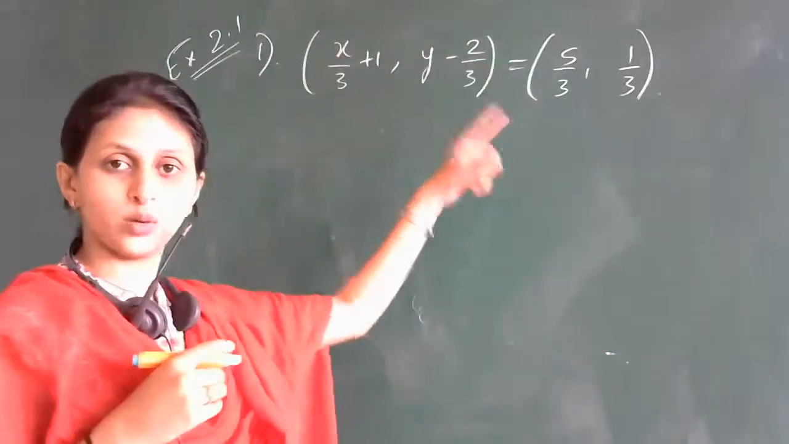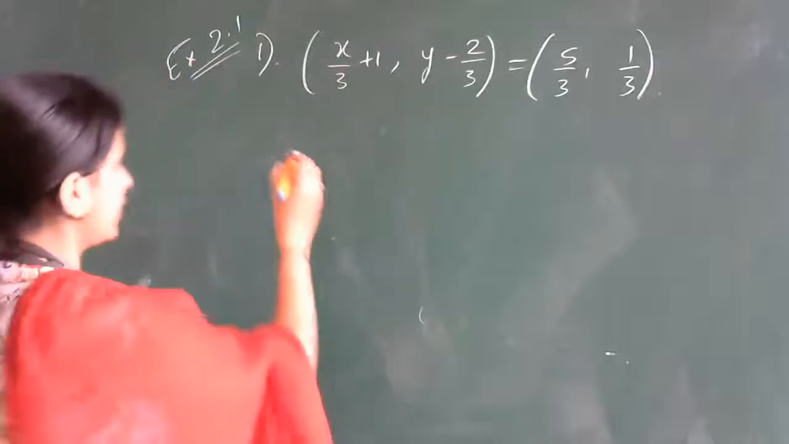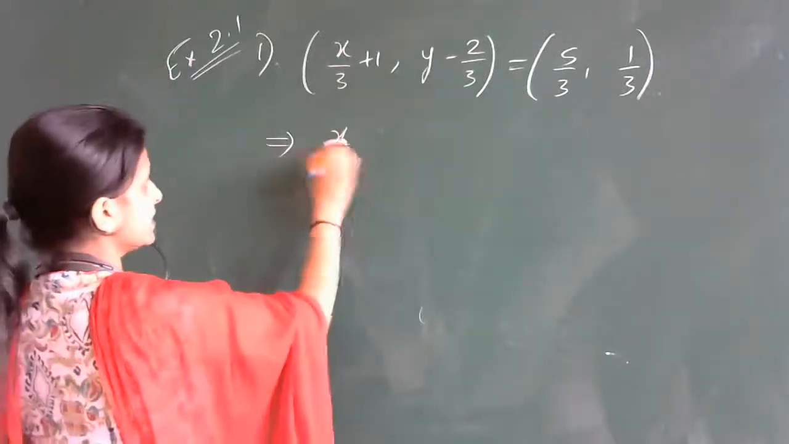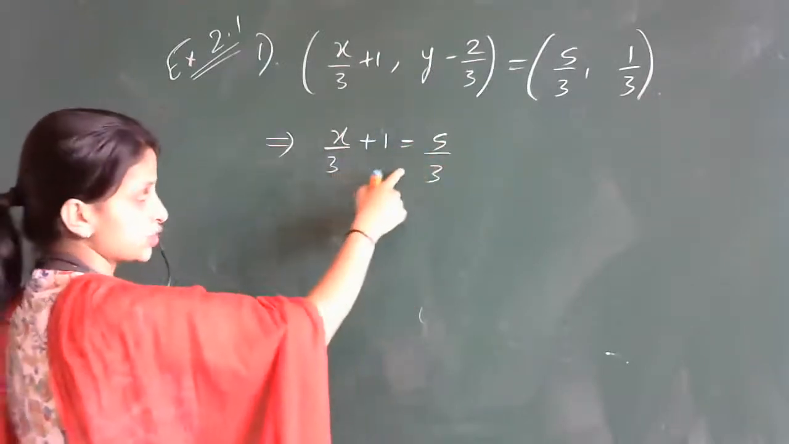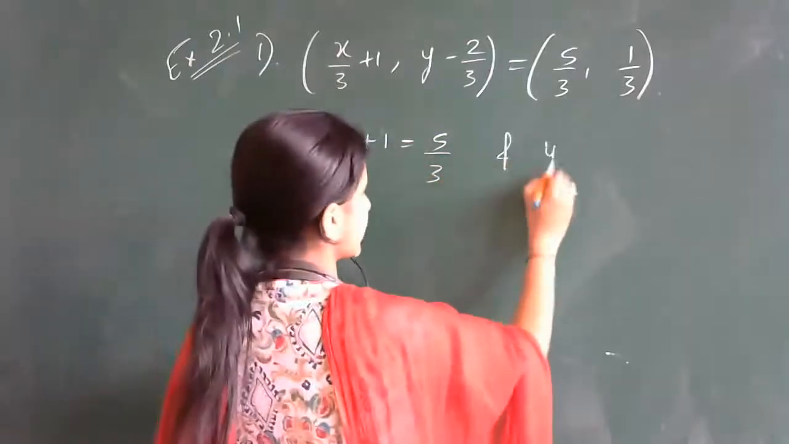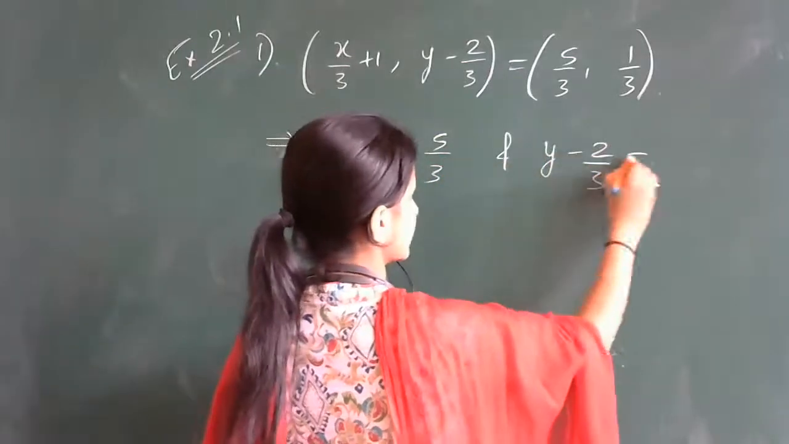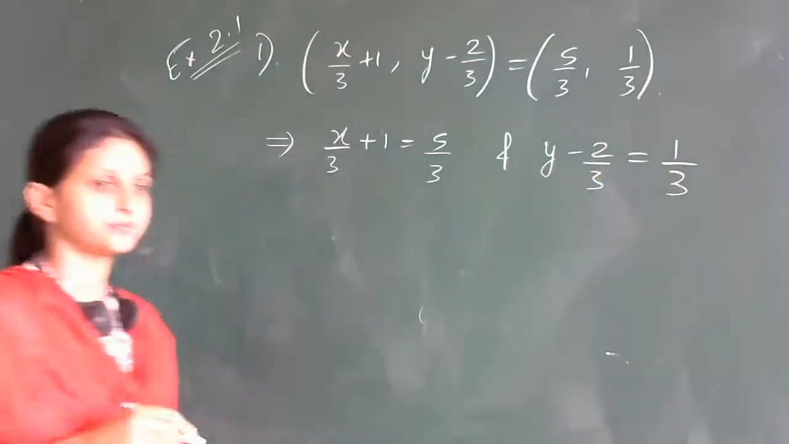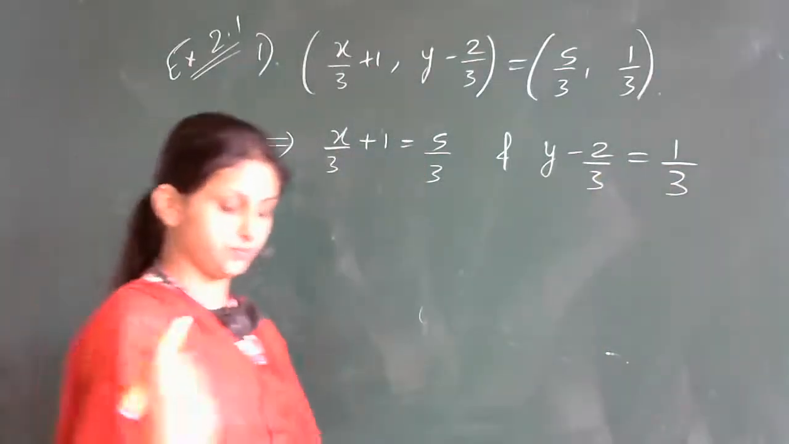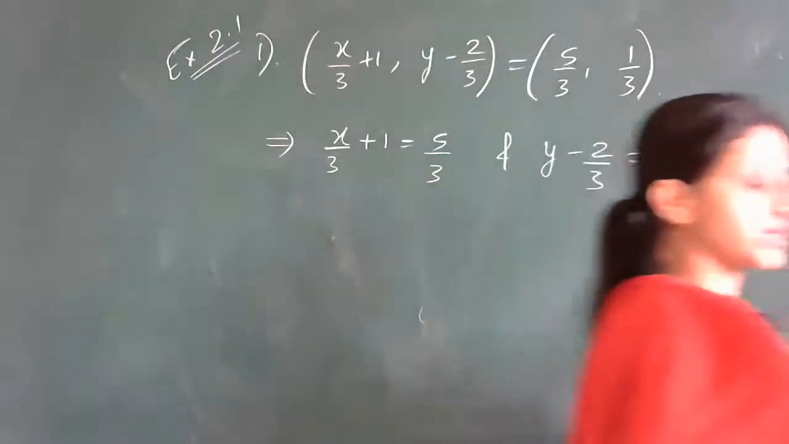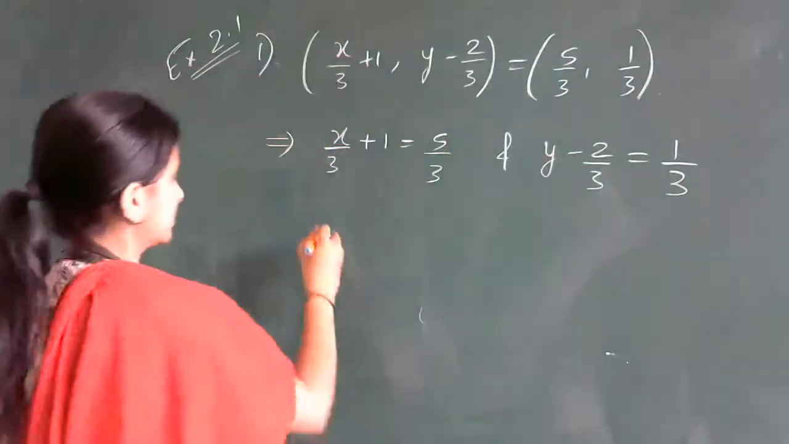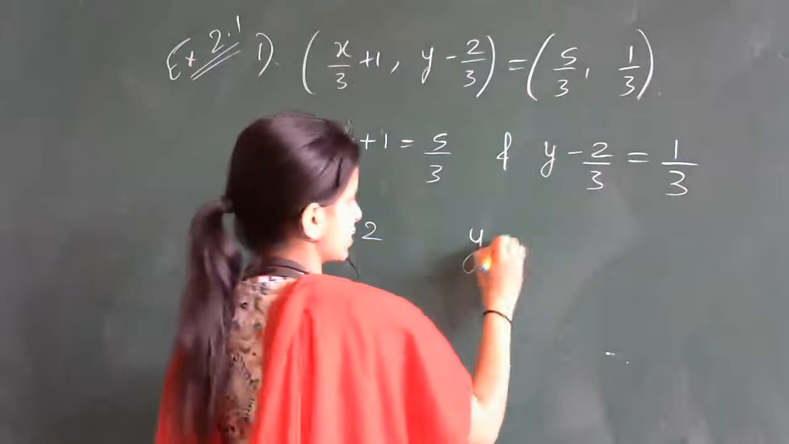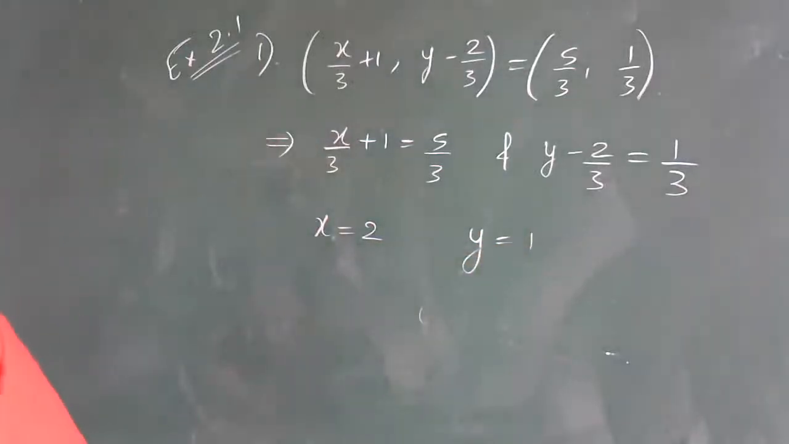Right? So now here, they have already given that these two ordered pairs are equal. So if these two ordered pairs are equal, what can that imply? That implies corresponding first elements are equal, that is x by 3 plus 1 is equal to 5 by 3, and corresponding second elements are equal, that is y minus 2 by 3 is equal to 1 by 3. Right, students? So if you solve these two equations, you can get answer x is equal to 2 and y is equal to 1. It's easy, right?